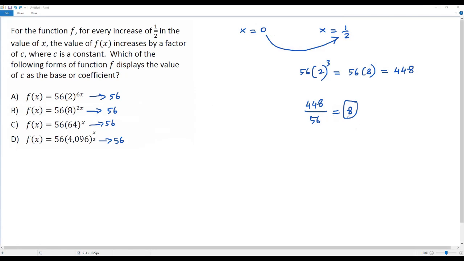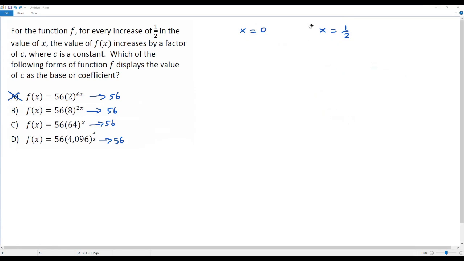Now we have to check whether we have this value 8 either as a base or coefficient in the function f(x) in answer choice A. No, I don't find this factor 8, that is the value of c, as a base or coefficient here. So answer choice A is incorrect. Now let me erase this and check answer choice B.